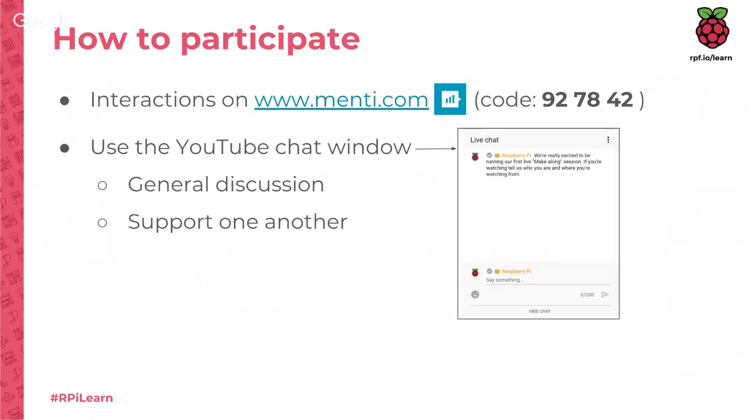You can introduce yourself and tell us a little bit about why you think moving students from blocks to text is important. So go to menti.com and enter 927842. You can do that on your mobile phone, via the app, or on the web.